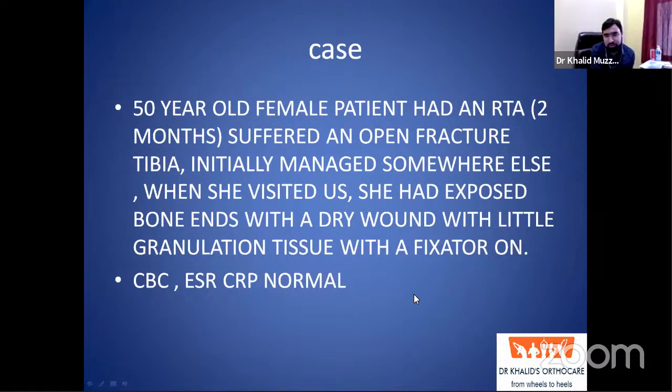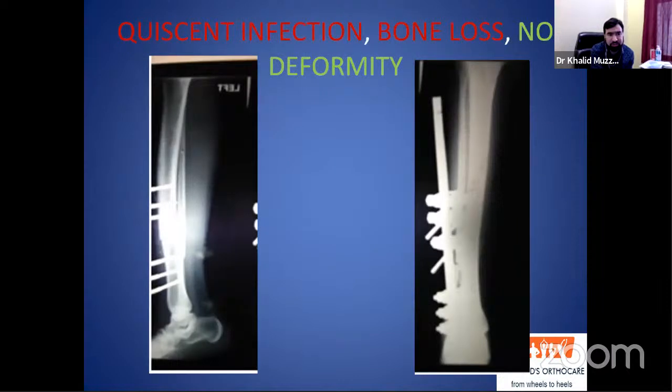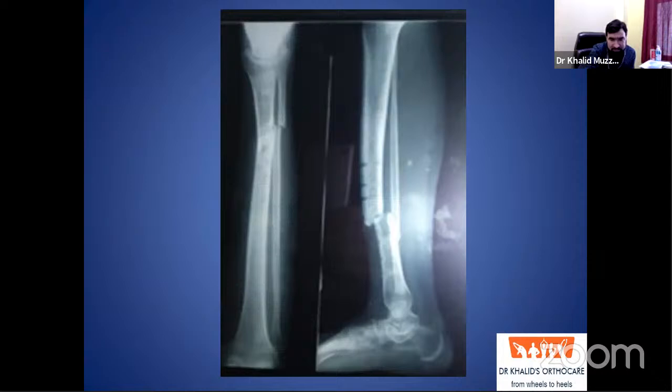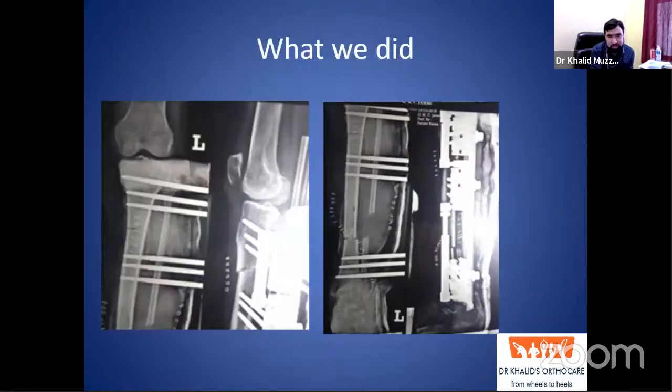Another case, a 50-year-old female patient, RTA 2 months ago, suffered an open fracture, initially managed somewhere else. When she visited us, she had exposed bone ends with a dry wound with little granulation tissue with a fixator on. CBC, ESR, CRP was normal. So this was a quiescent infection because it had an open granulation tissue, bone loss and no deformity. Why I'm saying bone loss is because this bone was infected and at debridement, this had to be removed. So what we did, we again did an LRS, did an acute docking, closed the wound and transported.